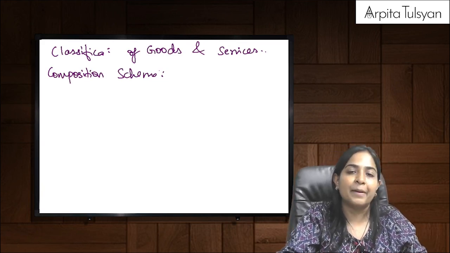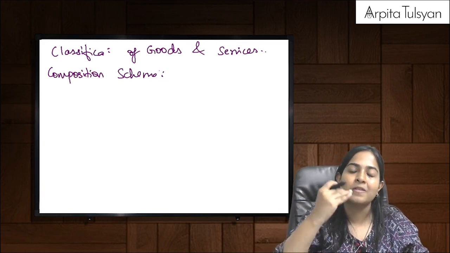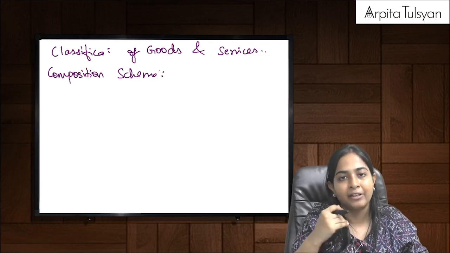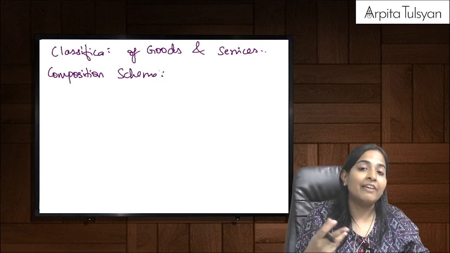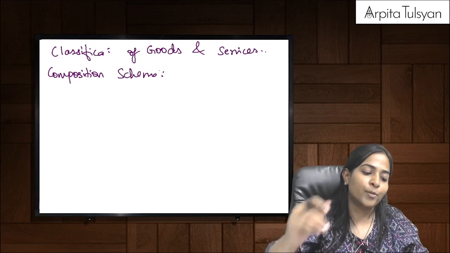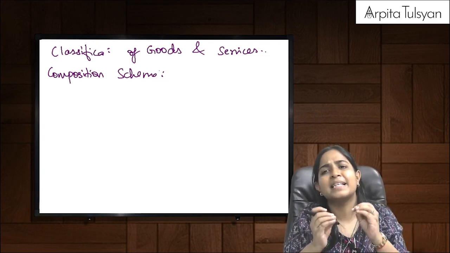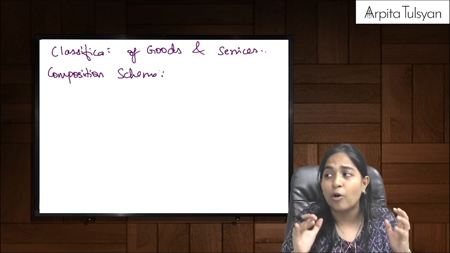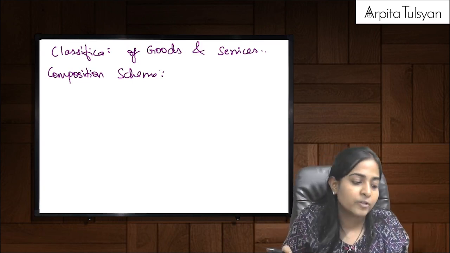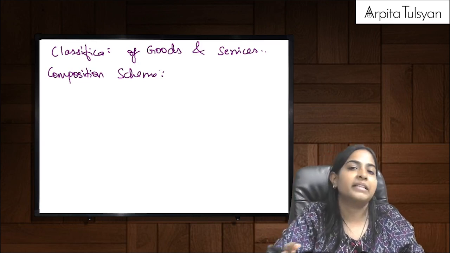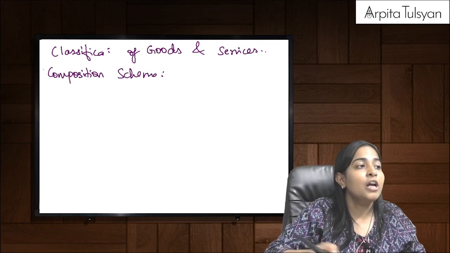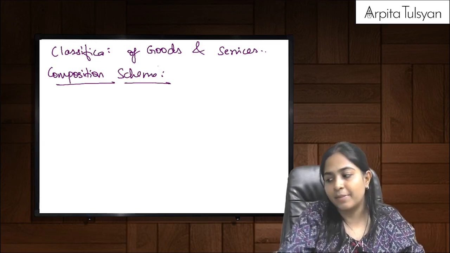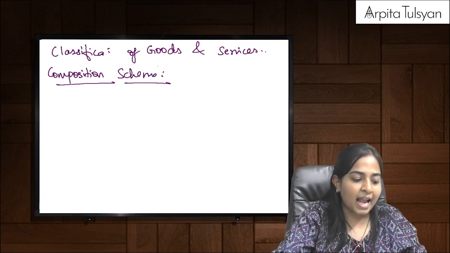So for people whose business is at a smaller scale at this point of time, we have introduced something called the composition scheme, where in a simple manner, without maintaining much of records, without maintaining much of books of accounts, you can simply pay the taxes. For them this composition scheme is applicable. Are you clear with this?